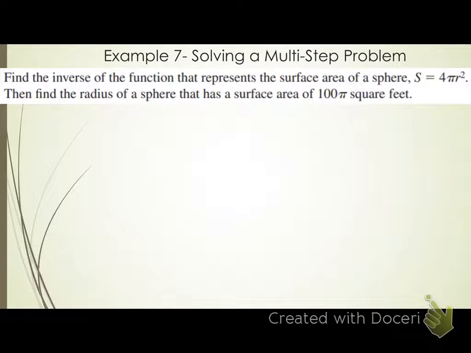So I have my surface area formula. How did it tell me to find the inverse on the previous slide? Just solve for r, right? Do I need to switch the variables? No. It tells me not to switch the variables and just solve for r. So let's solve for r. What would be my first step to get r by itself?